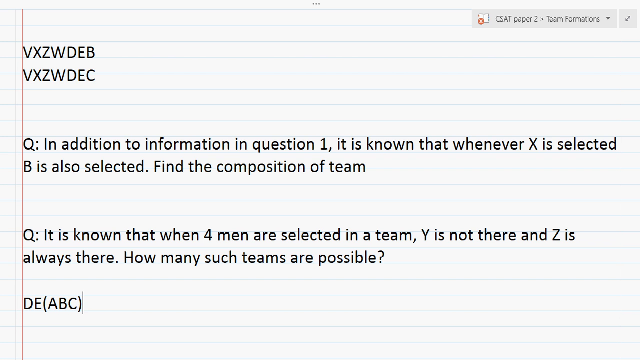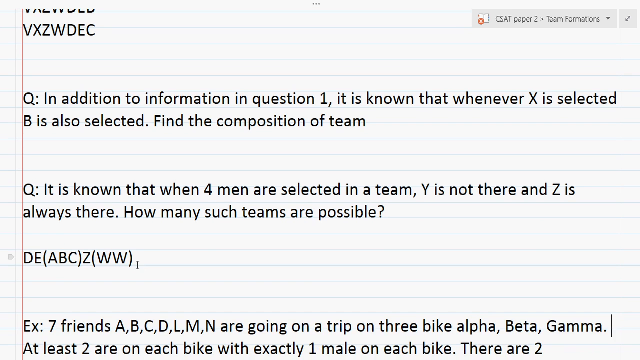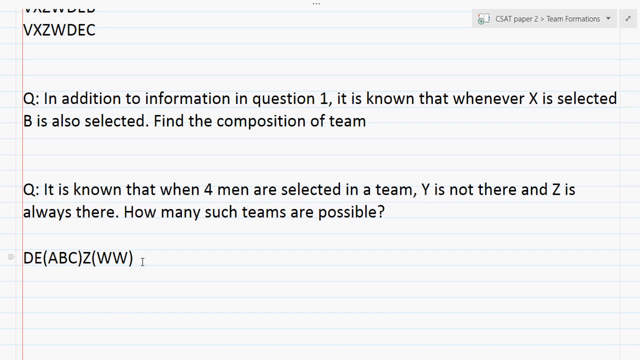Y is not there, right? And Z is always there. And then there are 2 women, right? So this is the composition of the team. Now we have to decipher what all teams are possible.